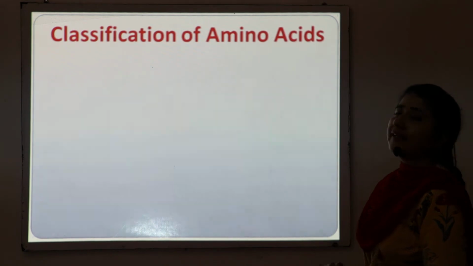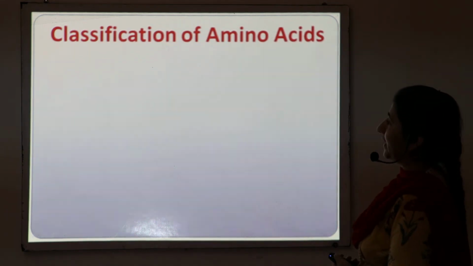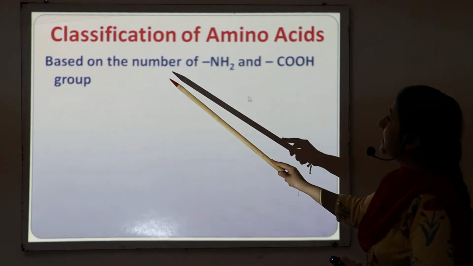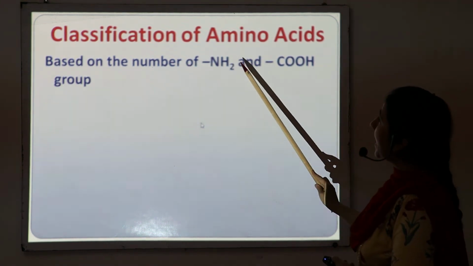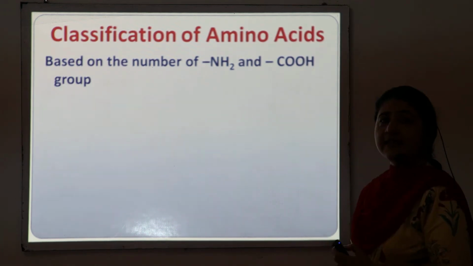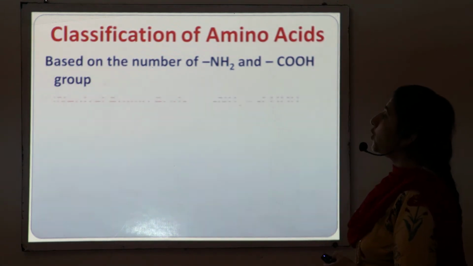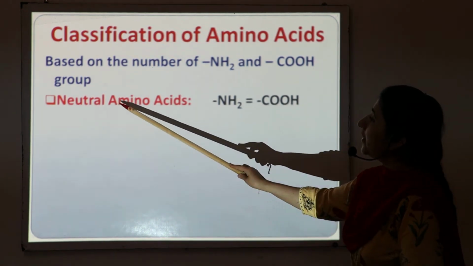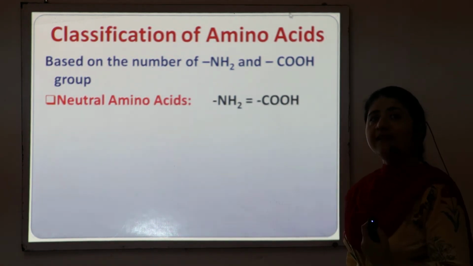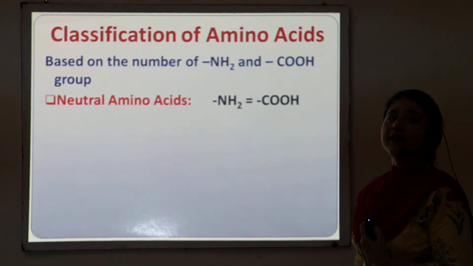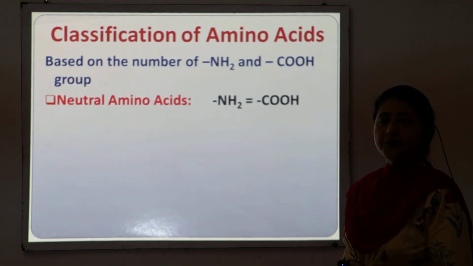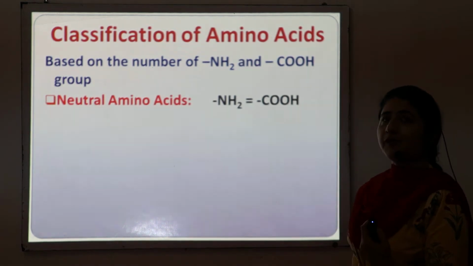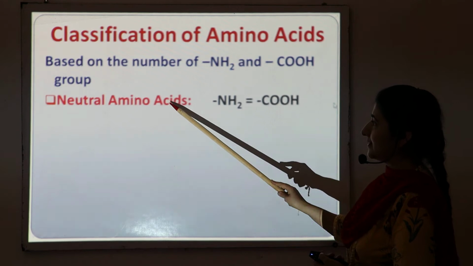The next topic is the classification of amino acids. The classification of amino acids is based on the number of amino and carboxylic groups present in them. So we have three types of amino acids. Number one is neutral amino acids. Second is acidic amino acids. Third is basic amino acids. First of all, we will discuss the neutral amino acids.